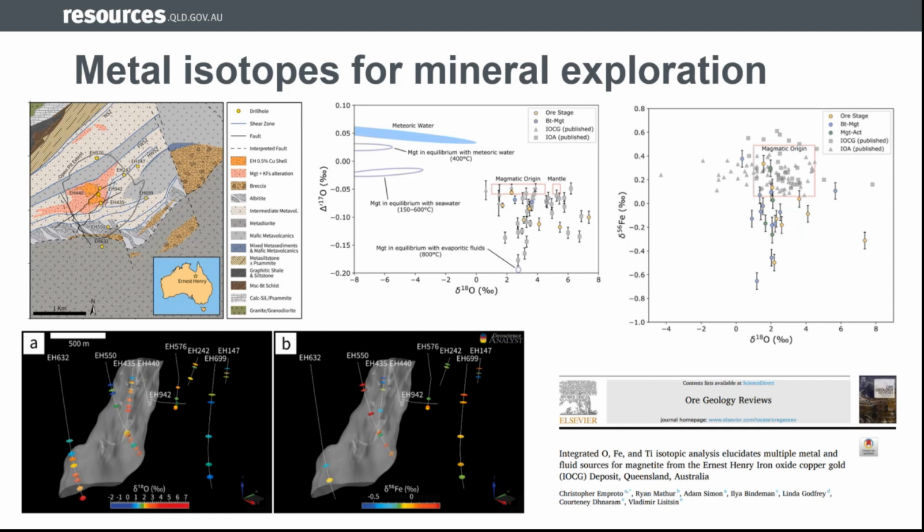Several years ago, we started our adventure into using stable metal isotopes for mineral exploration. It's largely spearheaded by Ryan Mather and students working with him. So these are the results of using metal isotopes in magnetites in Ernest Henry, and this is the result of a published paper of a PhD student.